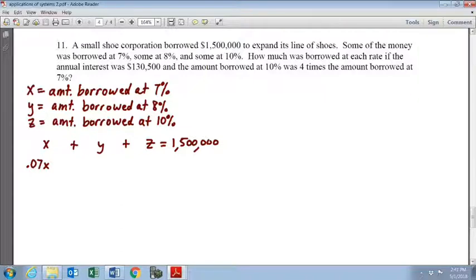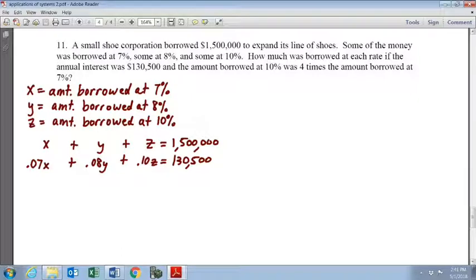The interest for the amount put in at Y, 8%, would be 0.08Y. And the interest on that amount that was put in the Z account would be 10% of what's in there. And that total amount of interest is $130,500. Now, I'd much rather be earning that each year, but in this case we're actually borrowing, so we're going to have to pay that in interest each year.